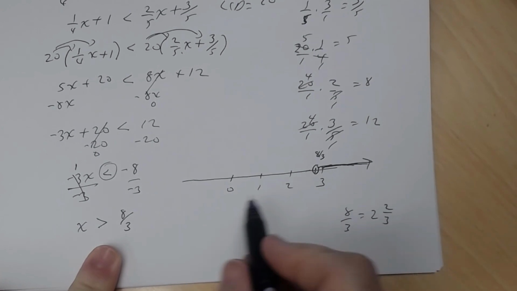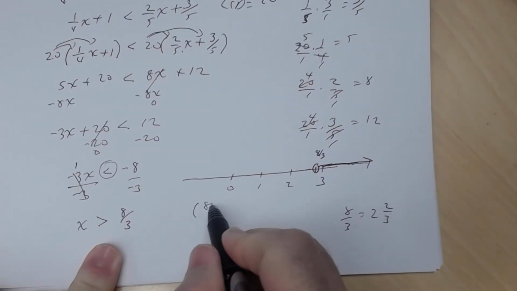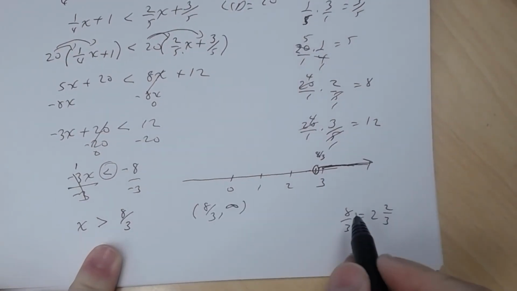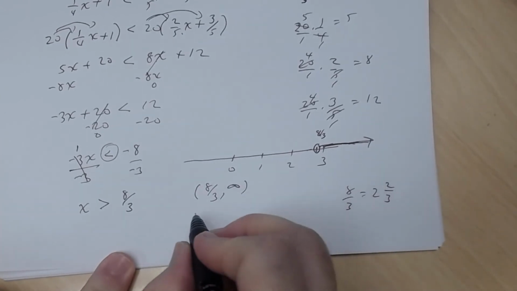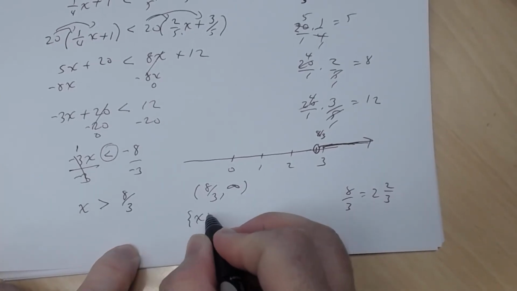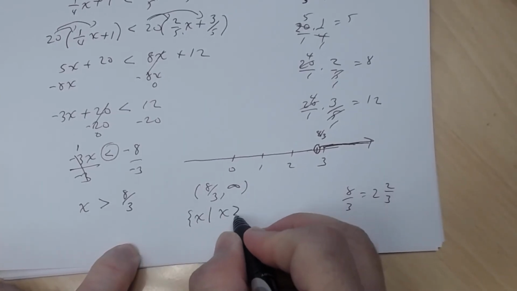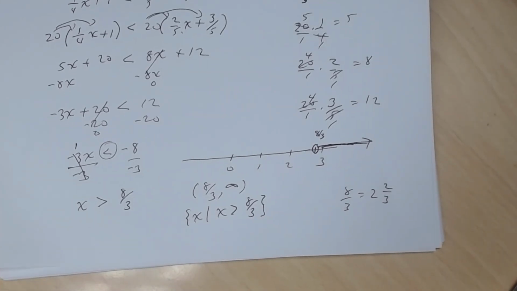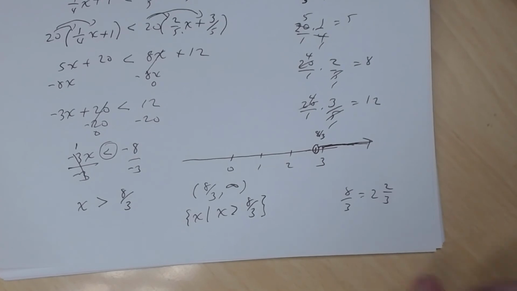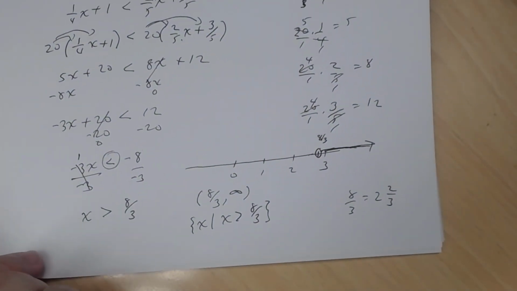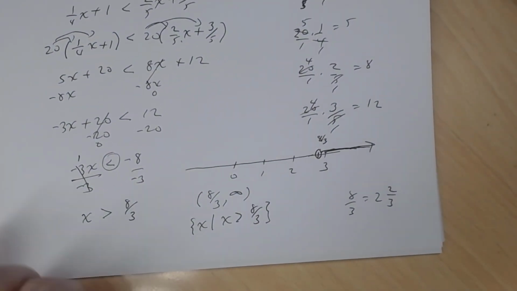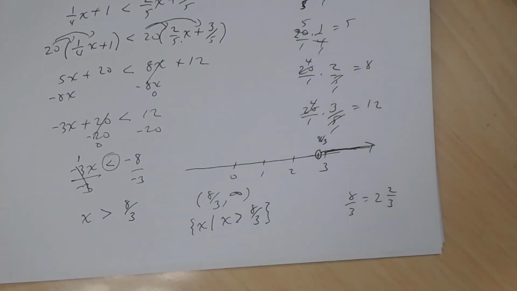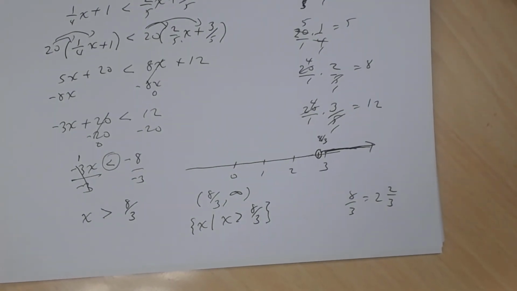So interval notation is parentheses, 8/3, comma, infinity. And then if they ask you for set notation, you're going to say the set of x's such that x is greater than 8/3. Okay, so that should help you with understanding how to solve linear inequalities. So that's going to be the end of this lesson.